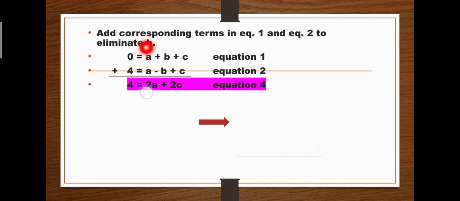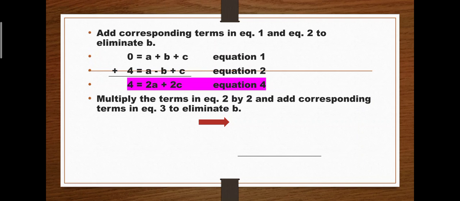kasi meron siyang 1, diba? So, 1 plus 1 is 2, then copy the variable a, then positive b plus negative b is 0, so cancel na siya. Then, positive c plus positive c, diba automatic meron siyang 1, so 1 plus 1 is 2, then copy the variable c. So, yan yung equation 4 natin.